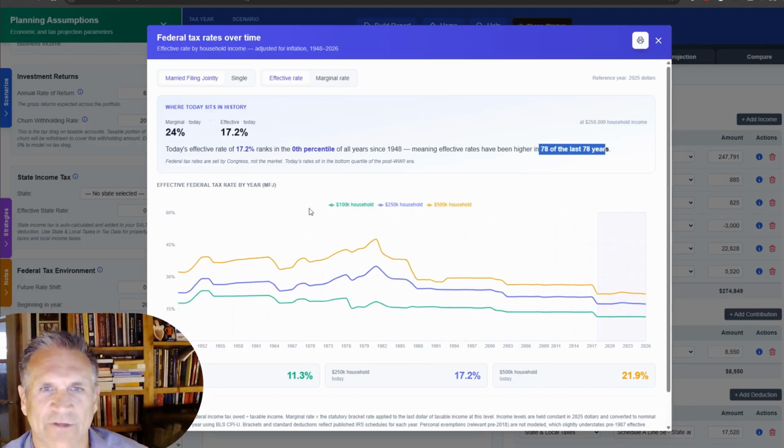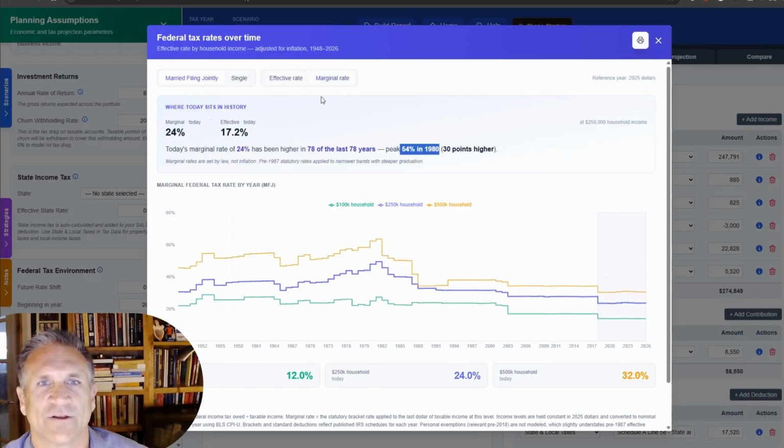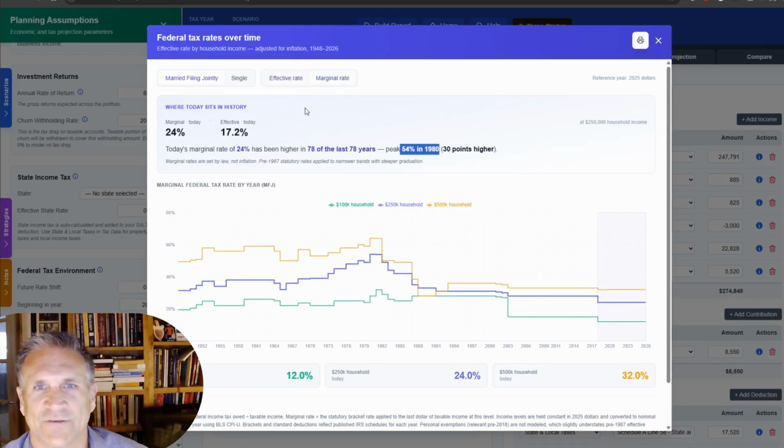Now, what we're looking at right here is the effective rate. And some may squawk at that just a little bit because technically we don't pay taxes at the effective rate. We pay taxes at the marginal rate. So let me show you two things. First of all, here's the marginal rate. It tells the exact same story. We have the lowest rates in the last 78 years.